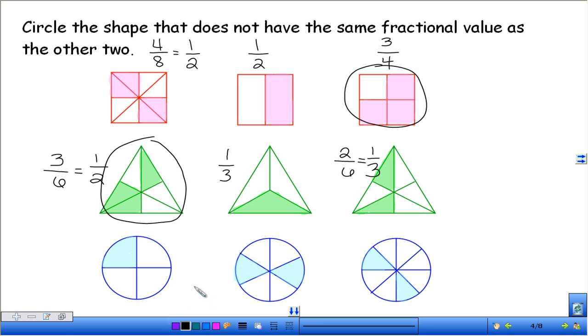See if you guys can figure out this last one on your own. It's a little bit bigger. Questions on these three?